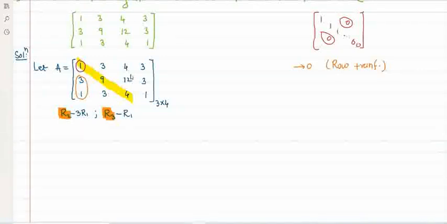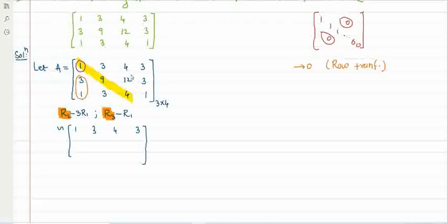And you are getting a new matrix which is equivalent to A. Don't write the equal sign again and again. I am telling you, equivalent to A. So the new matrix where first row has no change, that means 1, 3, 4, 3. First row, no change.